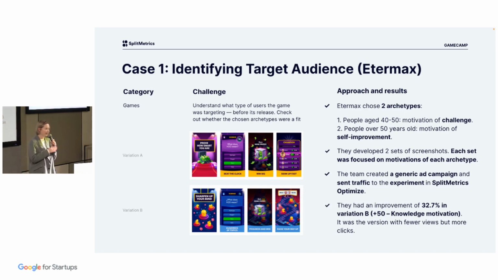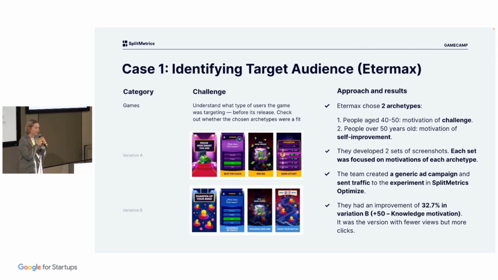In this specific case, Ethermax chose two archetypes: people aged 40 to 50 with the motivation of challenge, and people over 50 years old with the motivation of self-improvement. As you can see on the slide, we created different sets of screenshots depicting the specific motivations of each archetype. The team created a generic ad campaign on Facebook and started to send traffic to Spotmetrics Optimize, where we emulated the product pages and collected user behavior data.